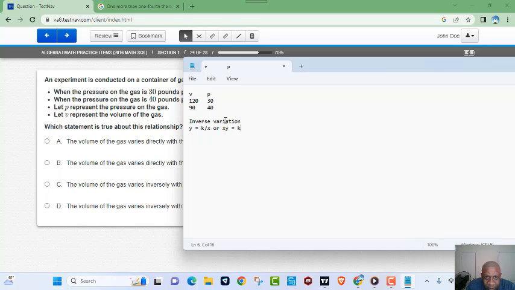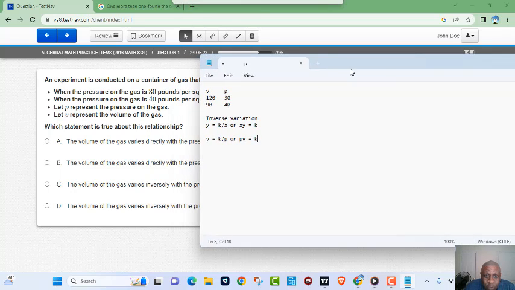Now, in this particular scenario, since we have V and P here, the volume equals k over pressure, or the pressure times the volume equals k. So I just related the inverse variation formula to the pressure and volume which we have here. Now let's take a look at our answer choices and see if that helps us to answer this question.